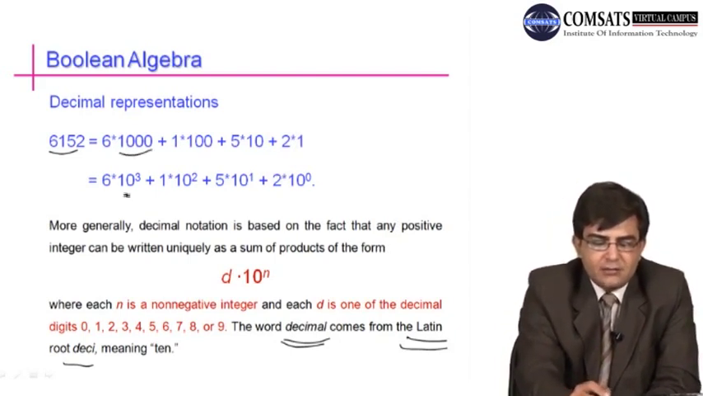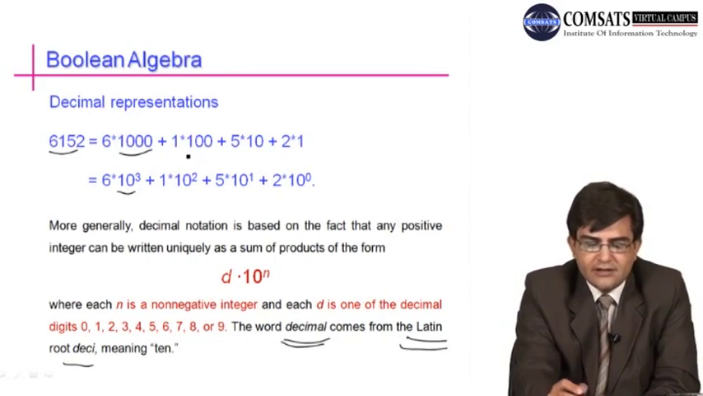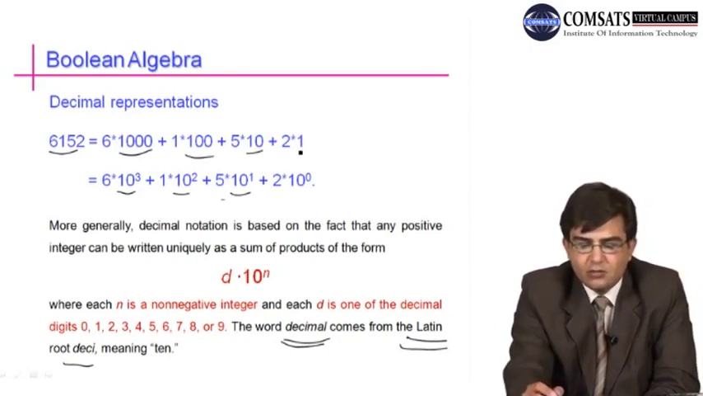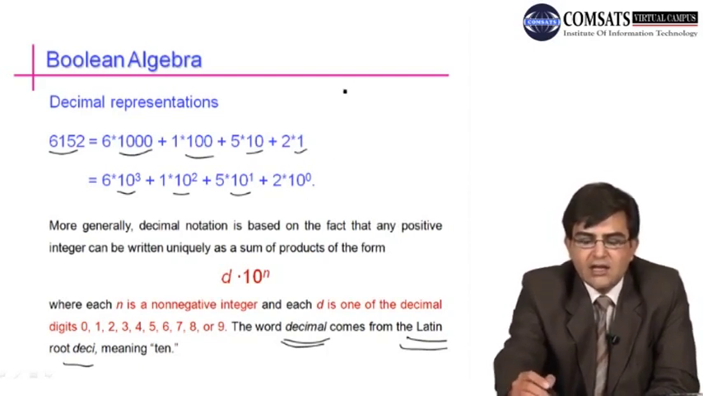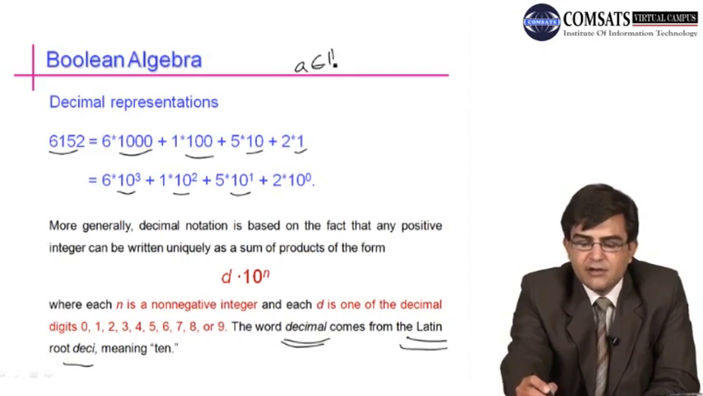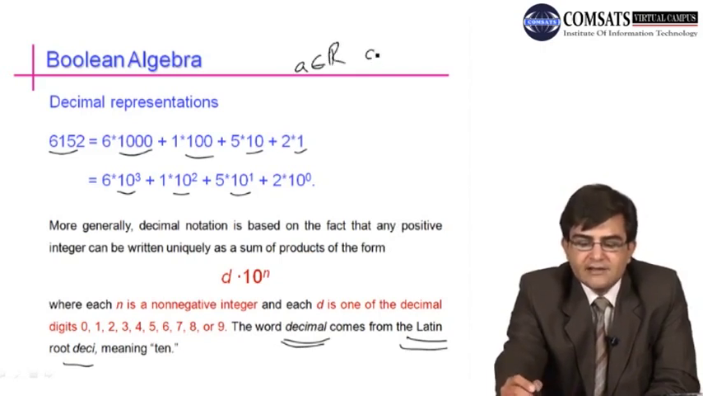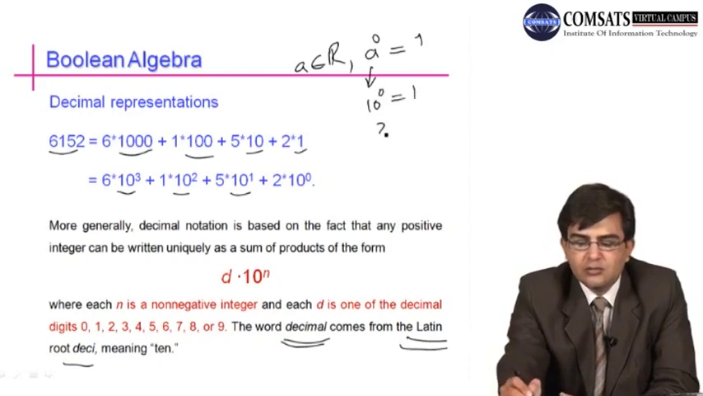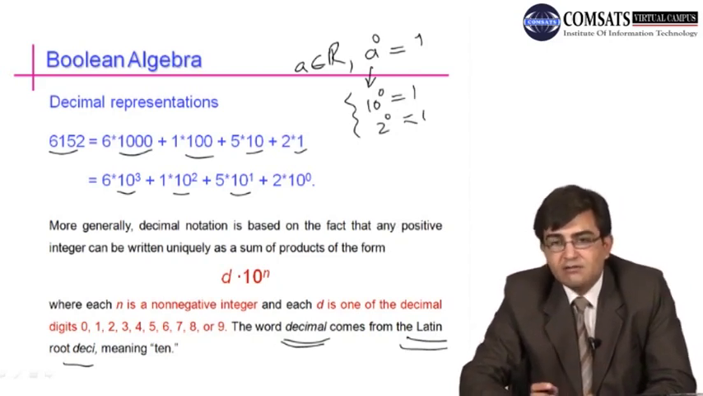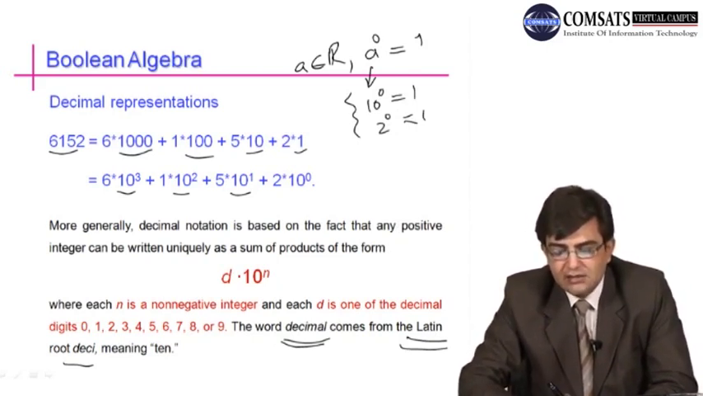And then 1000 can be written as 10 power 3, 100 can be written as 10 power 2, 10 can be written as 10 power 1, and 1 is basically 10 power 0. Any real number to the power 0 is always 1. A could be anything. So if A is equal to 10, 10 power 0 is 1, or 2 power 0 is again 1. Any number to the power 0 is equal to 1.